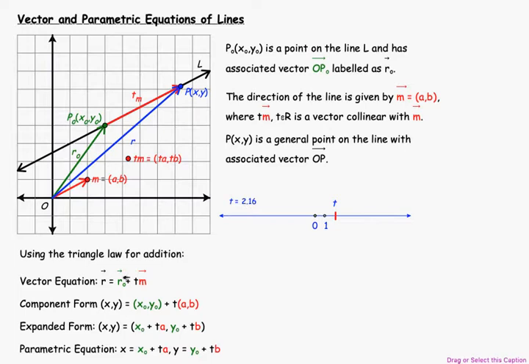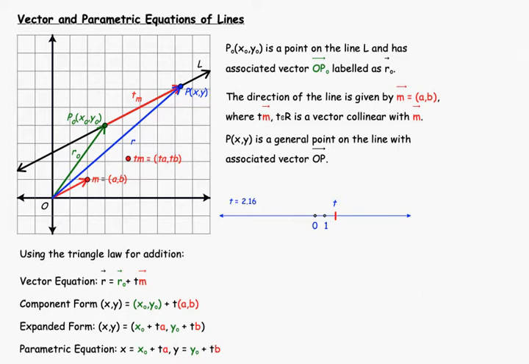In component form, this has coordinates x naught, y naught, plus t times the tip of the direction vector at a comma b. And then if we do expanded form, the x component would be x naught plus t times a, and the y component would be y naught plus t times b. And now to switch that to what we would call parametric equations, we would now write that the x coordinate of this line is equal to x naught plus t times a, and y is equal to y naught plus t times b.